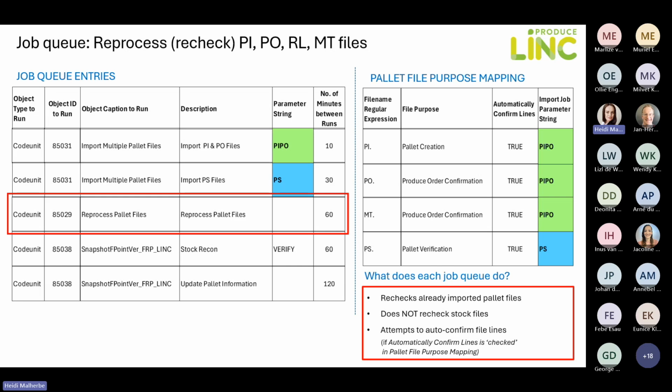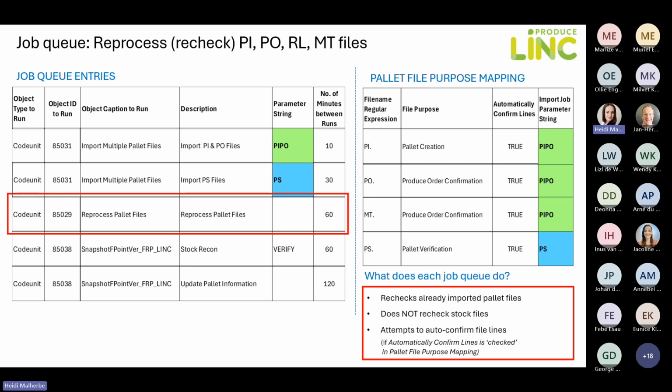So this reprocess pallet files is quite an important one because it saves you a lot of time when there is missing data. Imagine you're importing 20 files that couldn't confirm because in all of them there's a new variety code that you haven't set up yet, and maybe a producer. Now, if you were to manually recheck those files, you would first of all go and look at the errors.